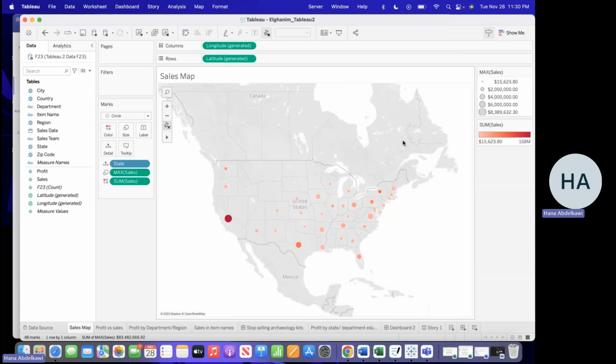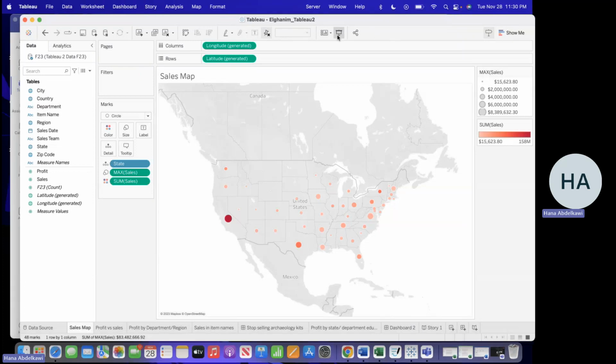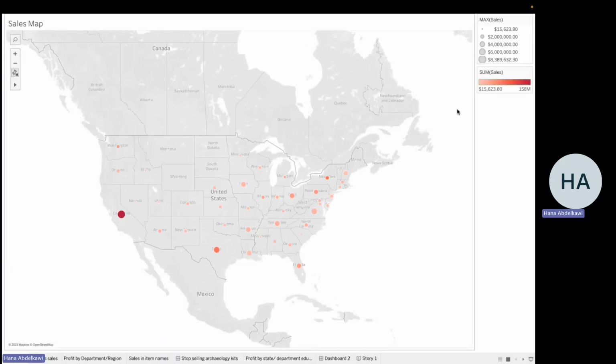To start off, we're going to be looking at the sales map, which represents the total sales in the whole country and shows the maximum sales, which are shown to be in California across all departments, with a close second coming in Texas. I showed this by using color, with the darkest one being the most sales.